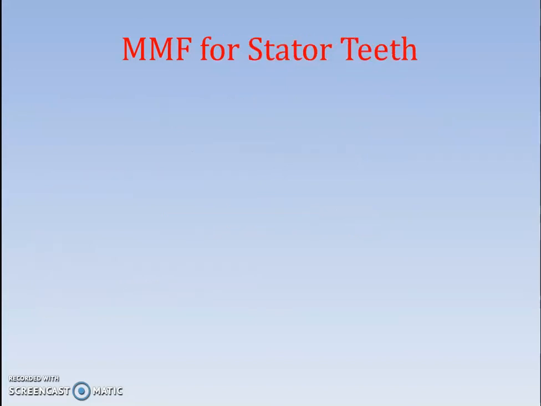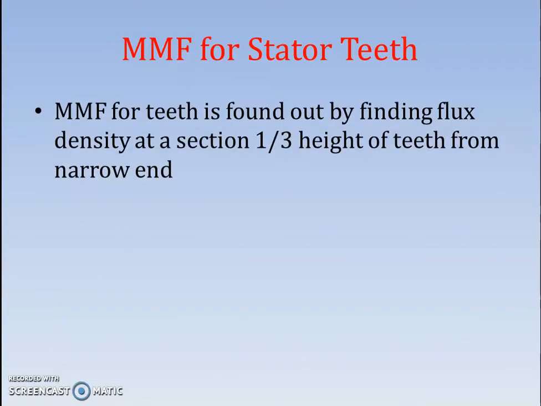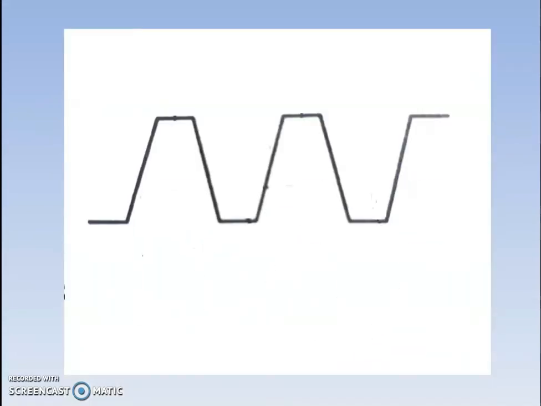Now next is the magnetomotive force for the stator teeth. The magnetomotive force for teeth is found by finding the flux density at a section one-third of the height of the teeth from the narrow end. In the case of tapered teeth, we know that flux density is not uniform along the whole section of the teeth, so we have to consider it at one-third height from the narrow end. So let us see.